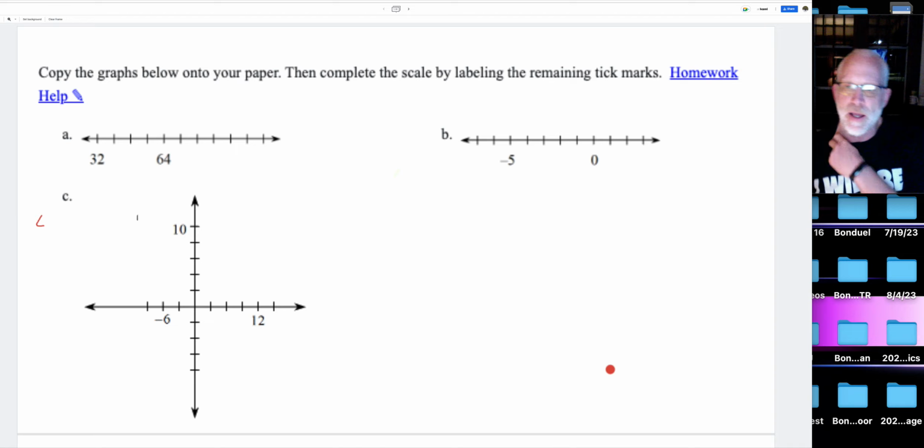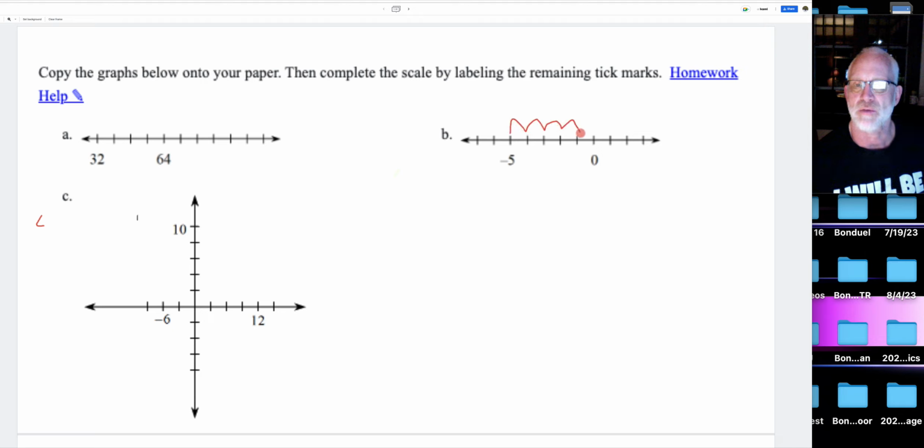All right, friends, this is one assignment that we had on Thursday, and it said copy the graphs below onto your paper, then complete the scale by labeling the remaining tick marks. So this is the easiest one. It started here and it went 0, and then it had -5 here. So I just figured, well, there's 5 spaces, 1, 2, 3, 4, 5, and it goes down to -5. So I figured each one has to be 1, right?